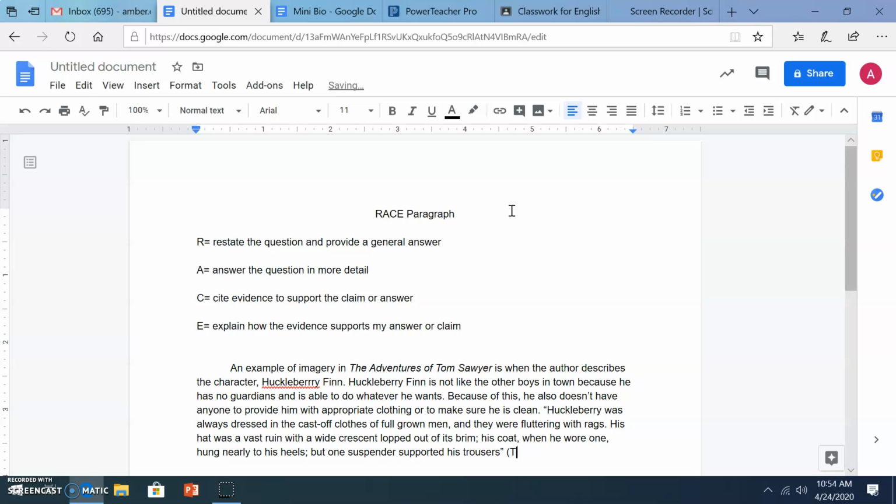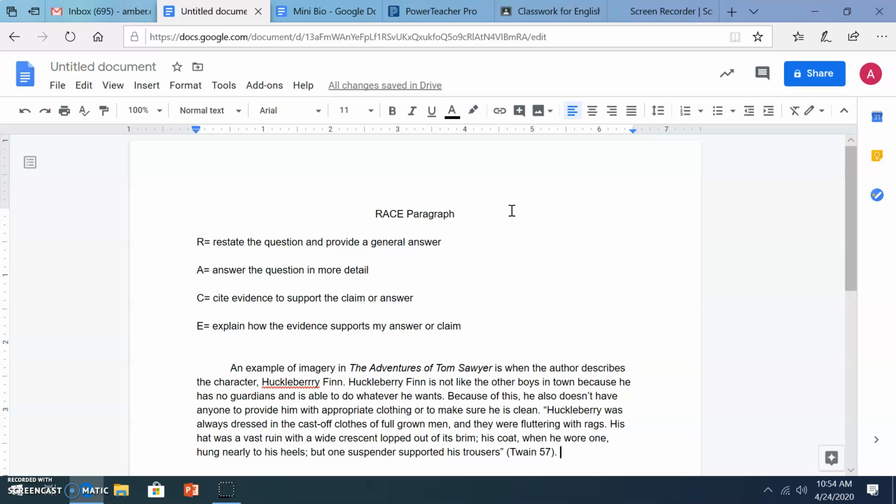I'm going to end my quotation mark. I'm going to put my citation, the author's last name, and the page number in the book where I got this from, and then a period after the citation. All right, so I have restated the question, provided a general answer, gone into a little bit more detail about that answer, and then supported my answer by providing a piece of evidence that backs it up.